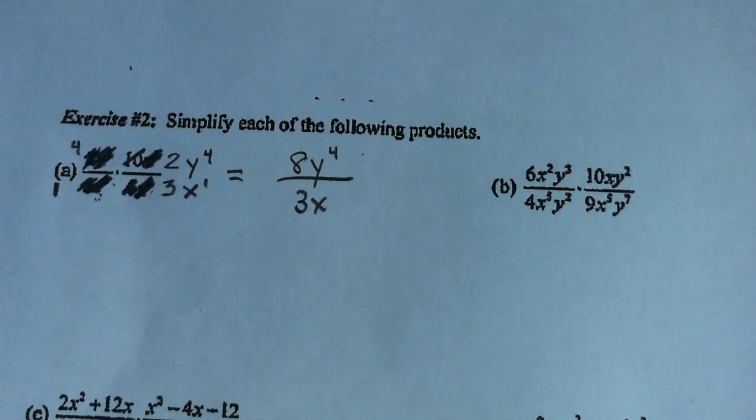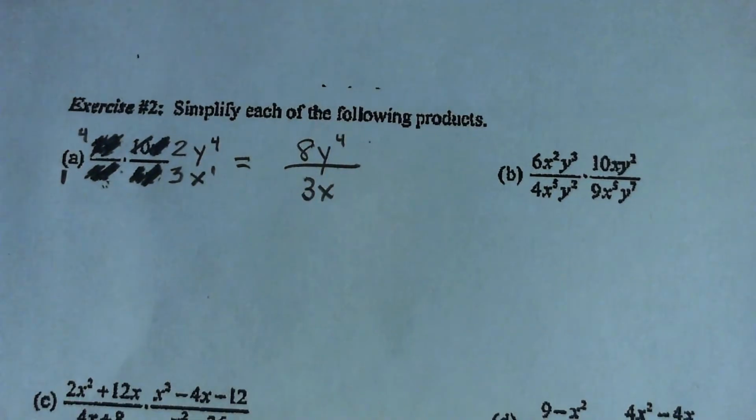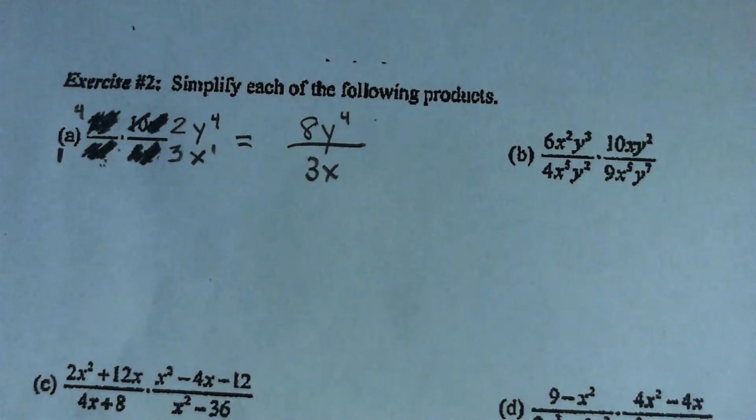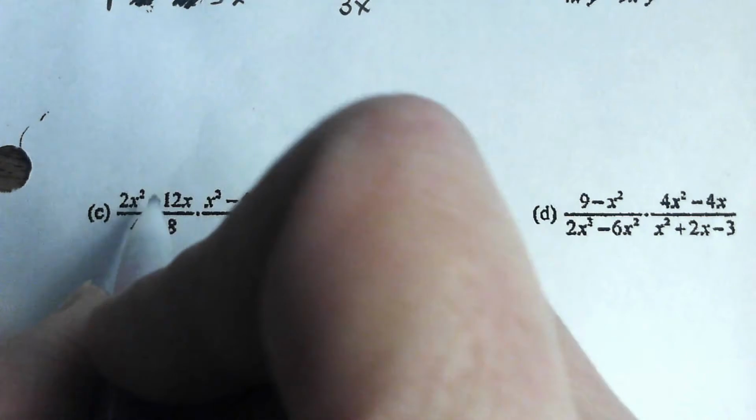Does that make sense? Okay, so that's how we'll do a monomial. We're not going to go and do B as well unless we have time. C brings us back to polynomials. So factor, factor, factor, factor.